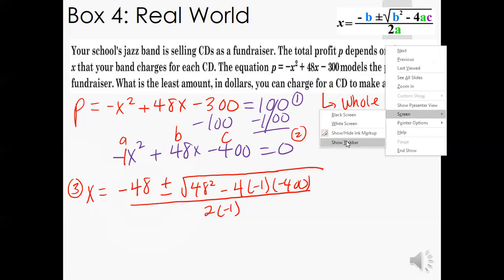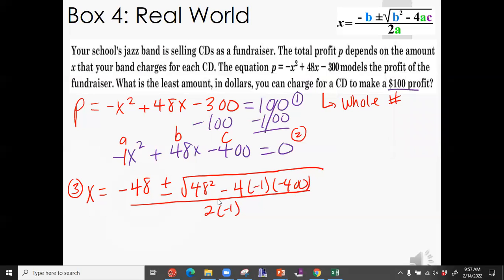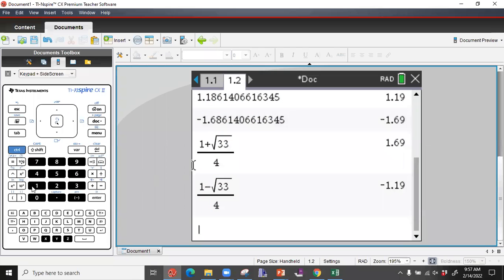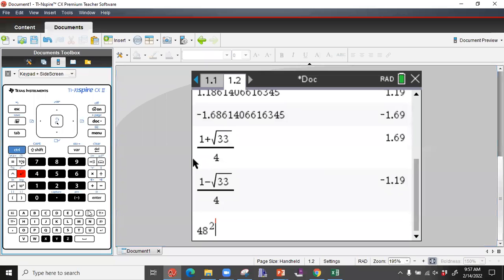All right. So we're going to put the, what is it called underneath the square root? Anyone remembers? The discriminant. We're going to put the discriminant in. So we have 48 squared minus 4 times negative 1 times negative 400.